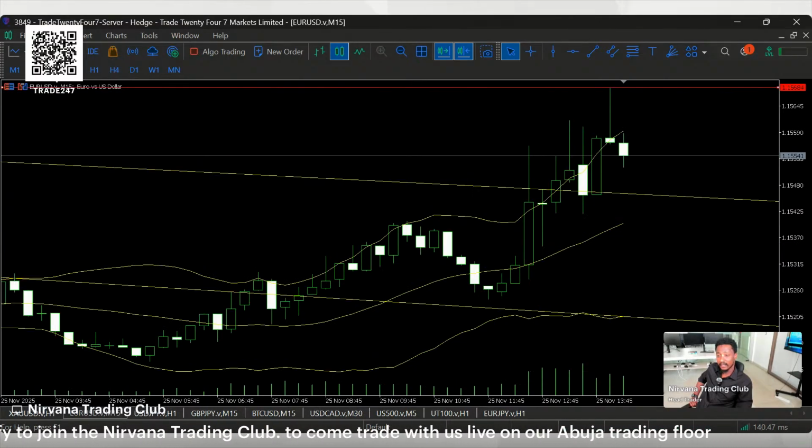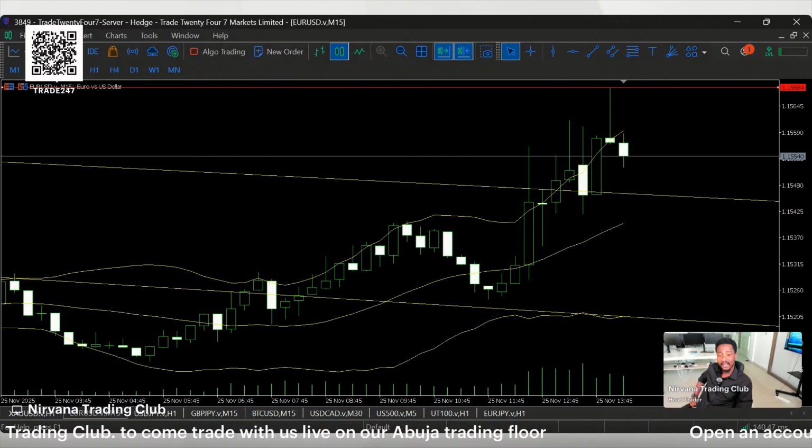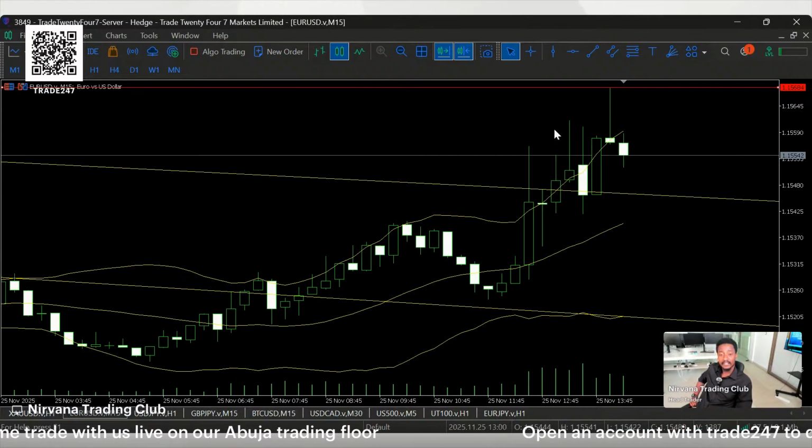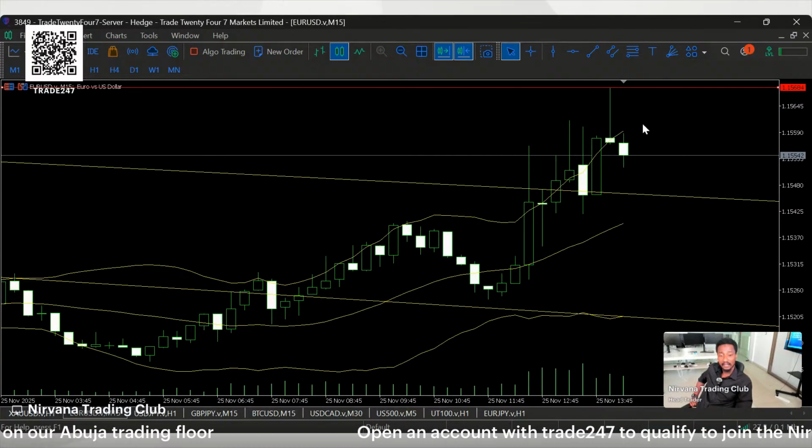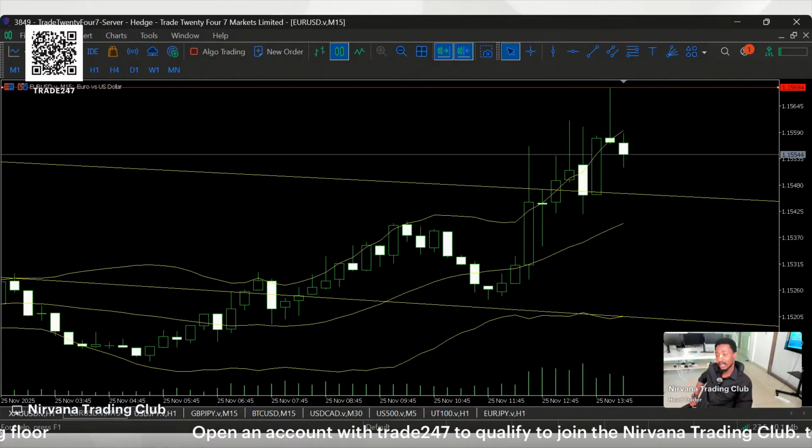So selling Euro USD right now is the right idea. SL could be here, and then let's see if we can ride it back down.